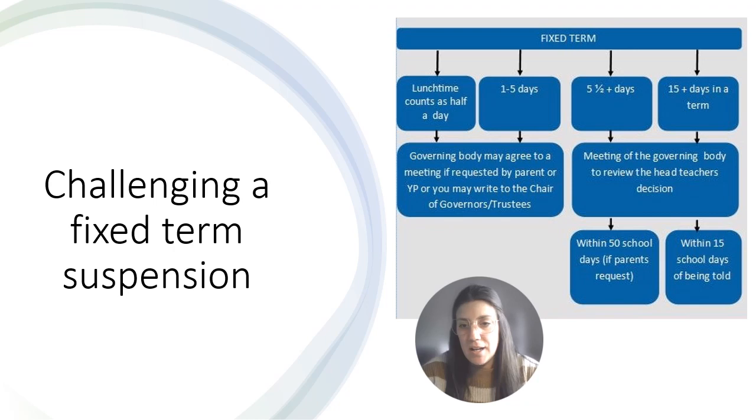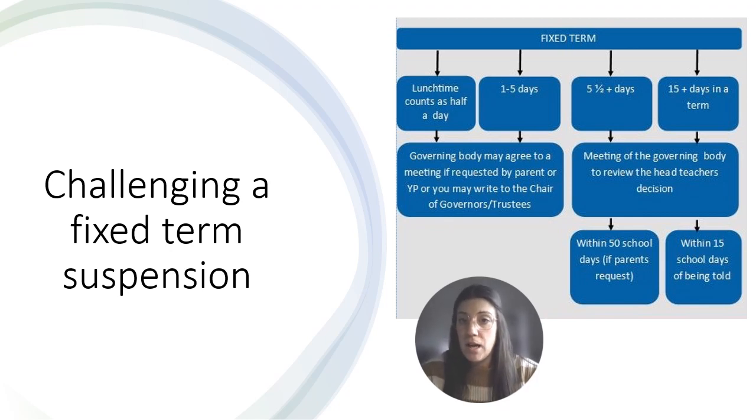So as I said earlier, the fixed term suspensions are slightly different. If it's a permanent exclusion, then that governing board meeting has to happen within the 15 school days. But here's a graph that shows the fixed term suspensions and how that differs. If it's a lunchtime or half a day suspension or a suspension that is 1 to 5 days, like I said earlier, the governing body may agree to a meeting if a parent or carer requests one, but it's not a duty. It doesn't have to happen.